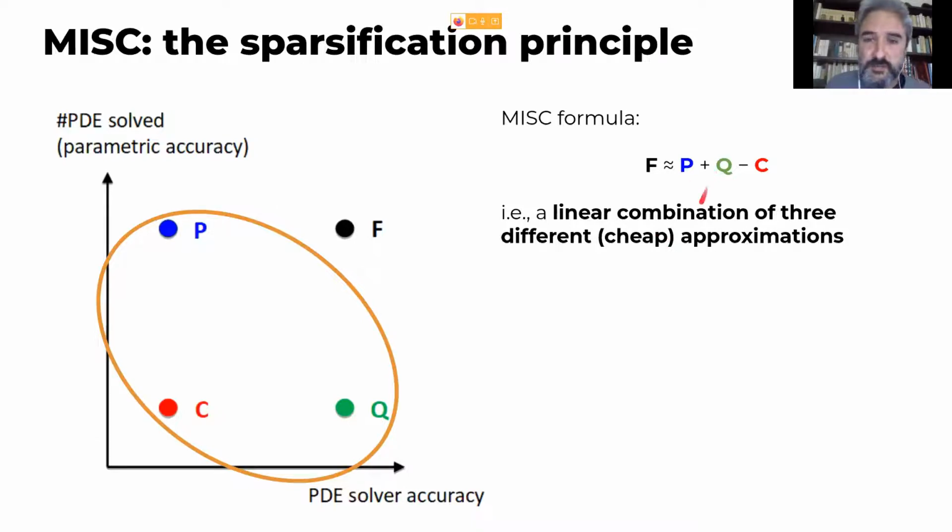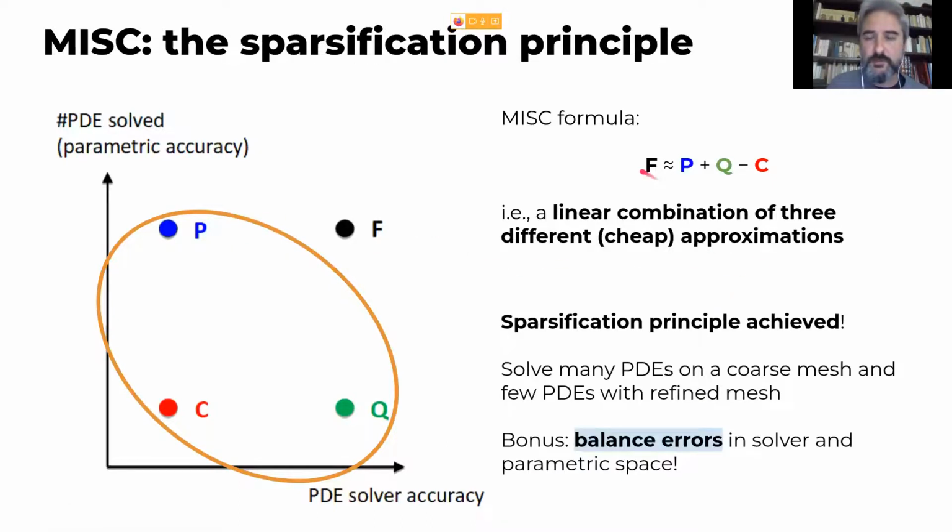They are cheap because they are cheaper, let's say, or cheapish. They are cheaper than F. None of them is particularly accurate per se, because either it sacrifices accuracy in the PDE or it sacrifices accuracy in the sampling. But if you combine them suitably, then you get a good approximation of the target approximation.